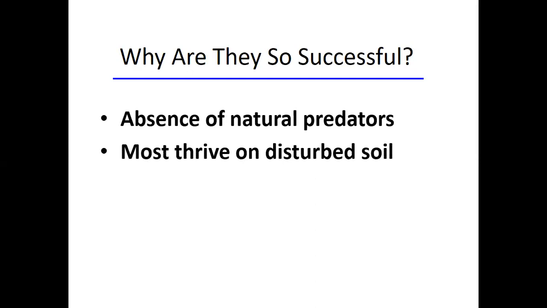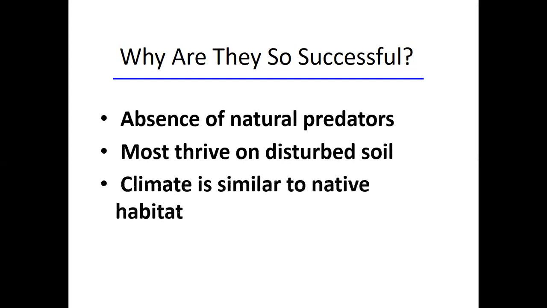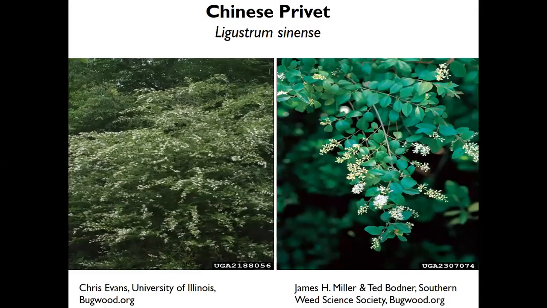Most thrive on disturbed soil. Climate is similar to native habitat. A lot of the plants you're going to see come from East Asia, China, and Japan. They have environments that are somewhat similar to the southeastern United States.